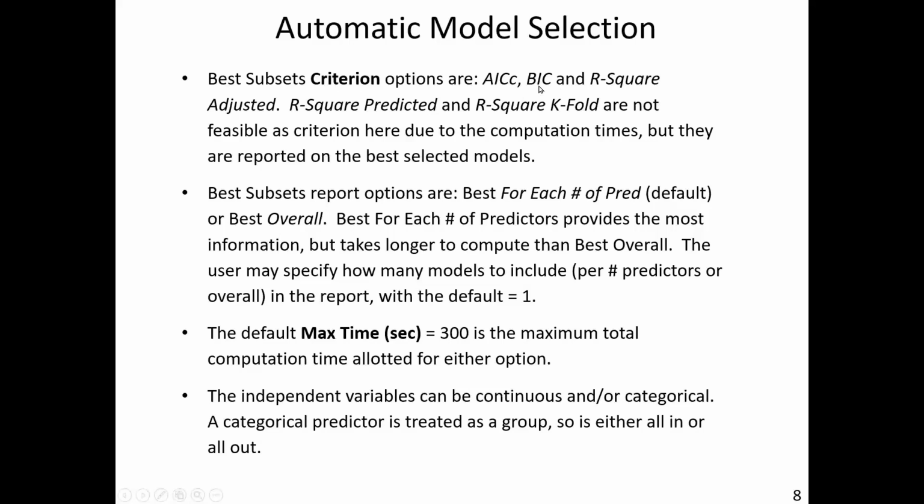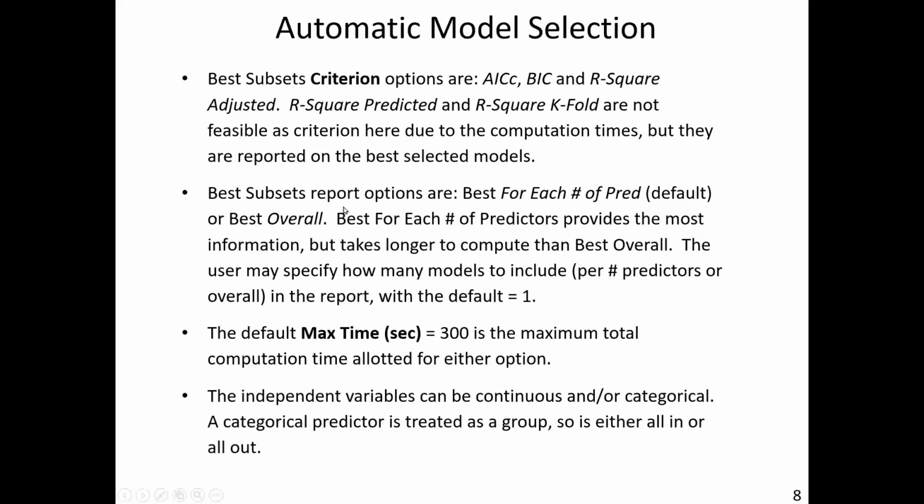AICC and BIC are much faster computationally. So what happens is then on the final models that are selected, these R-square predicted and R-square k-fold are reported. So you get them in the final report, but they can't be used to actually determine which model is the best. Now, as I mentioned in the first webinar, asymptotically, R-square predicted and AIC are equivalent. So it's not a big disadvantage. And in fact, what we recommend is that you use both AICC and BIC and then compare the models.